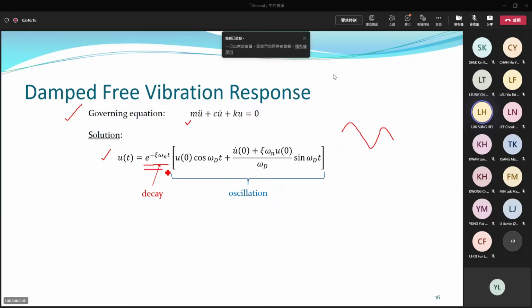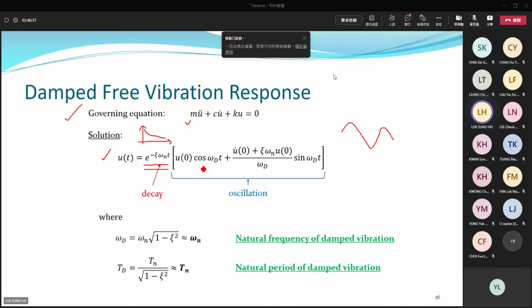The decay part, if you plot the exponential function graphically, you will probably see something like this. A decay curve. The magnitude decreases as time goes on. That's why we call that decay. When you multiply these two functions together, it will give us a more general free vibration pattern. But before showing you the graph, let me define some parameters.